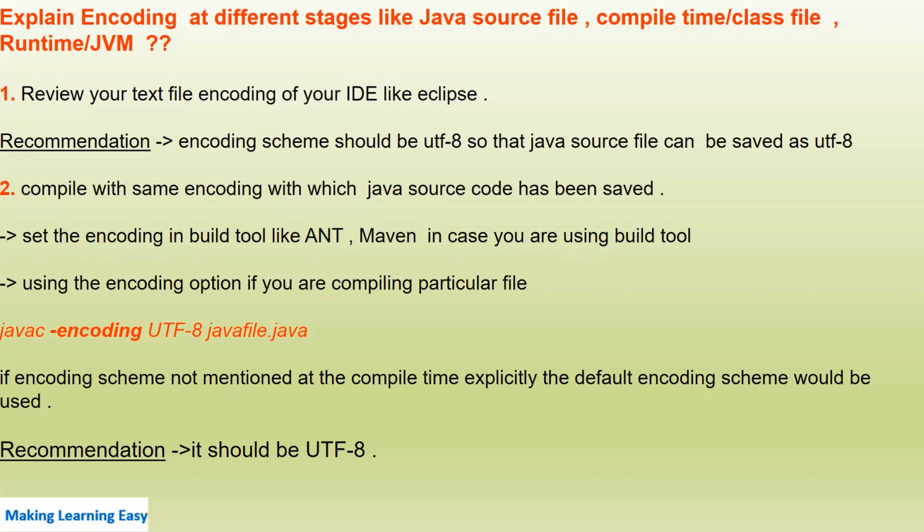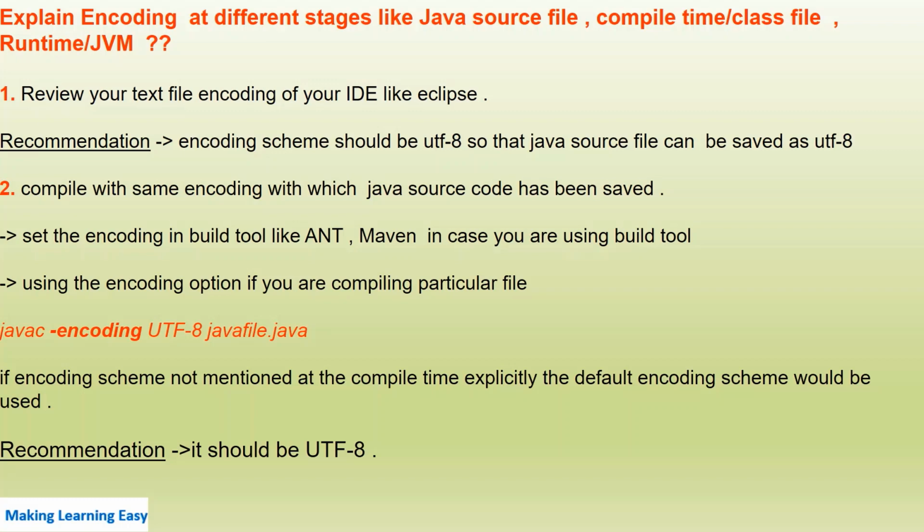You can also mention the encoding style if you are compiling a particular file. There is a parameter called encoding, and you can mention it when you are running the javac command, like javac -encoding UTF-8, or any encoding style you want to use, and the name of the Java file. When that particular Java file is compiled, it will use the encoding scheme which you have mentioned. If you are not mentioning any encoding style explicitly, then Java will use the default encoding scheme which we have discussed.